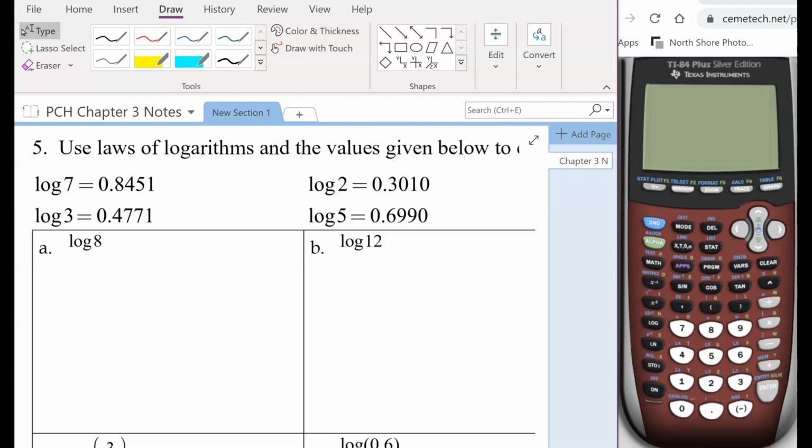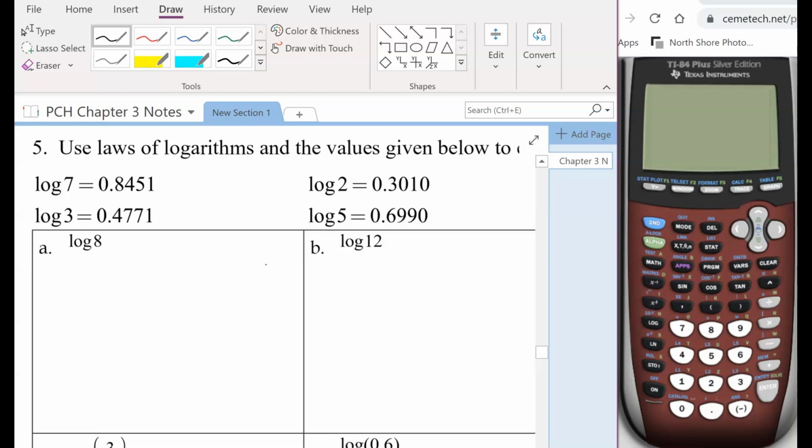So continuing with the examples, let's take a look at example 5. What we want to do is use our laws of logarithms and the values that are given to us below for these 4 different logs to evaluate each logarithmic expression that we're given. And we're going to use these to calculate all the other different logs for parts A through F.